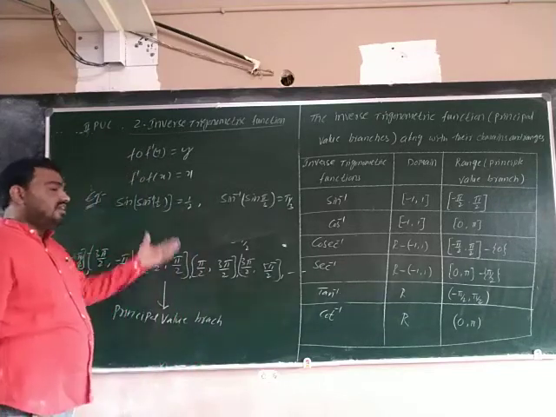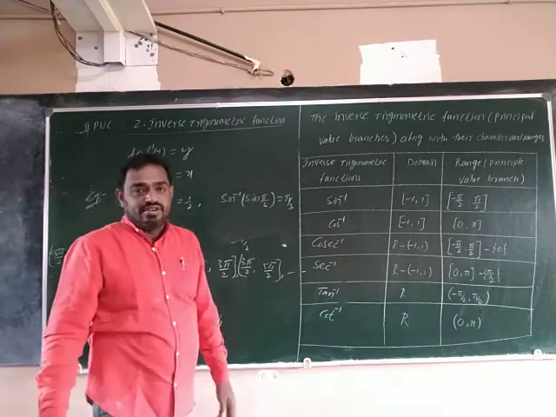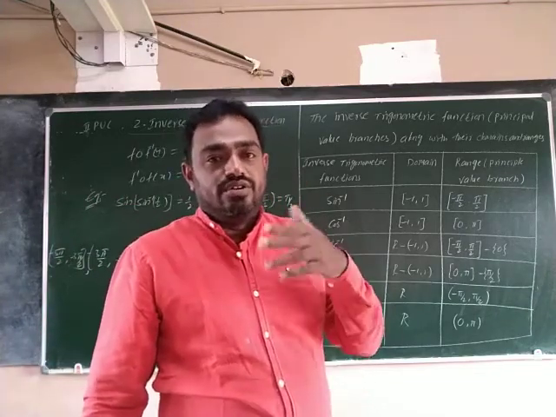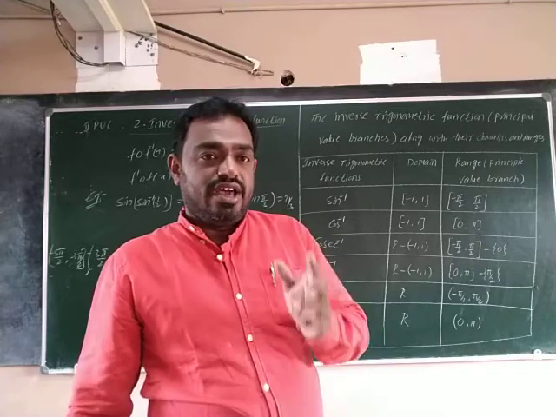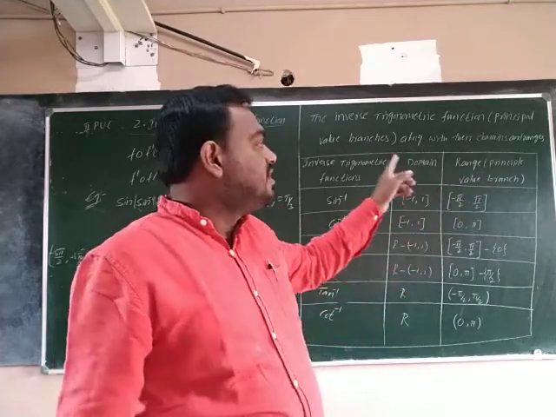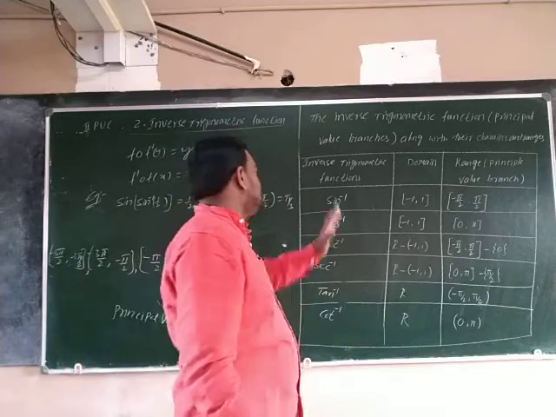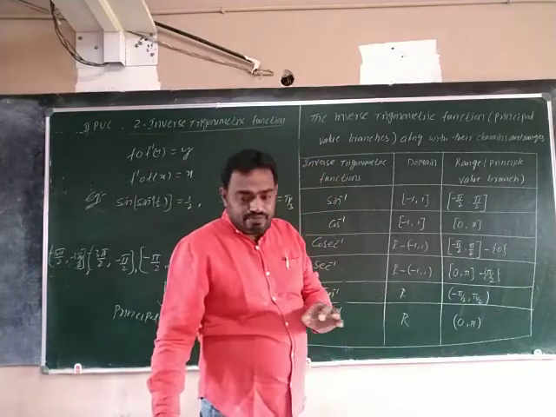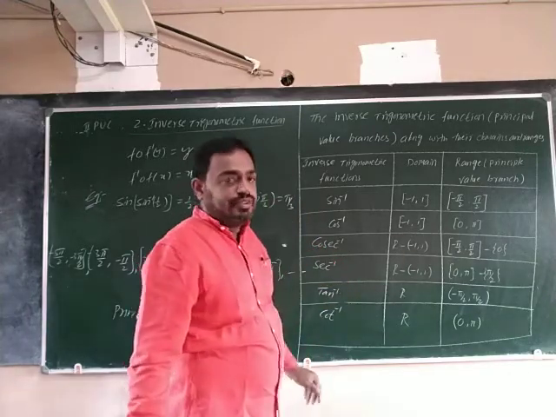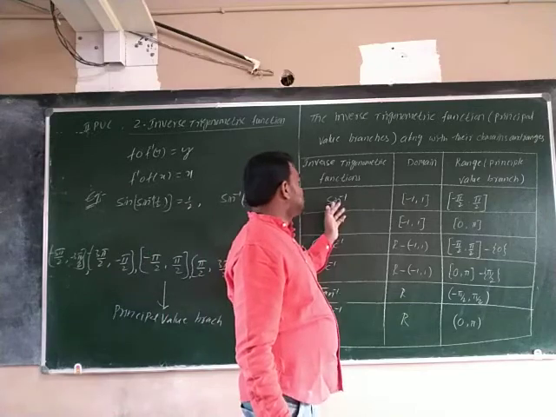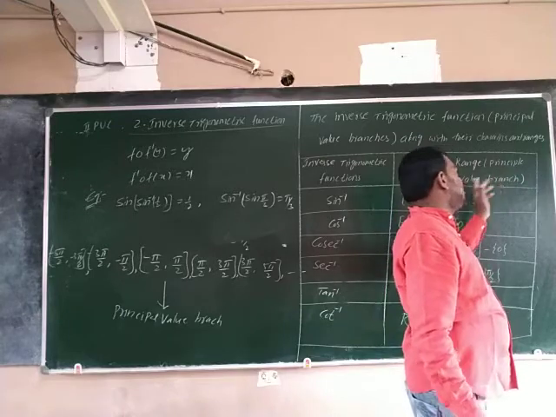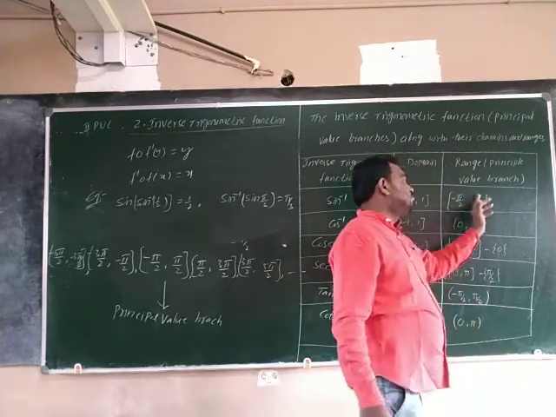Similarly, the remaining trigonometric functions also have different domains, different codomains, and different principal value branches. So here we need to remember the domain and range, where the range is nothing but the principal value branch. Remember this table once. For sine inverse, the domain is minus 1 comma 1 and the range, the principal value branch, is minus pi by 2 to pi by 2.